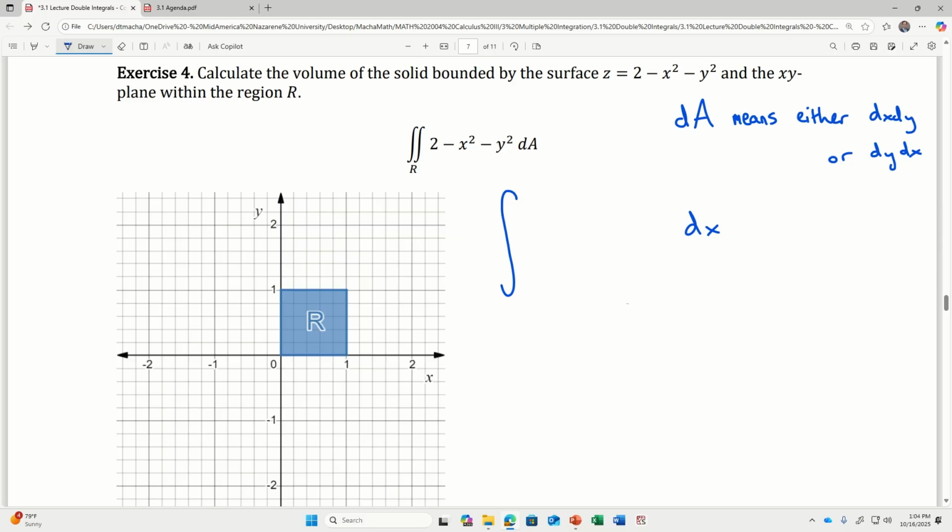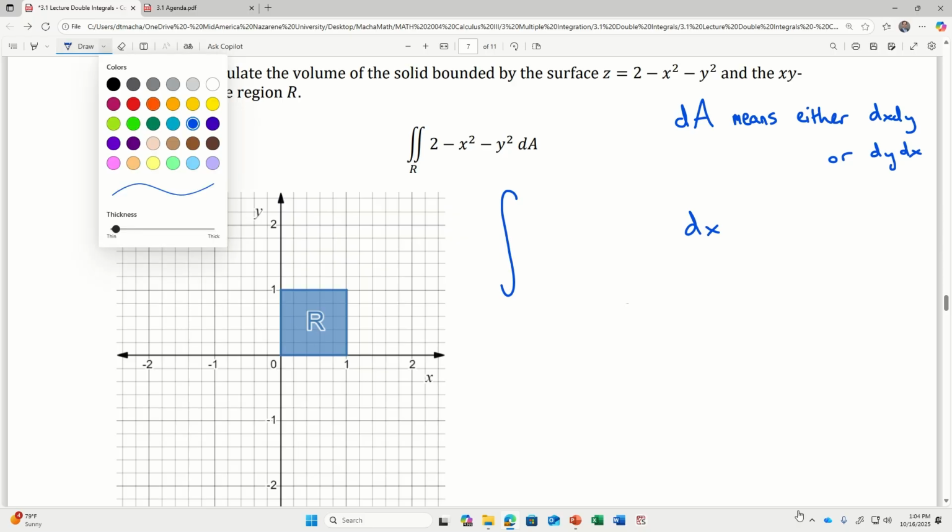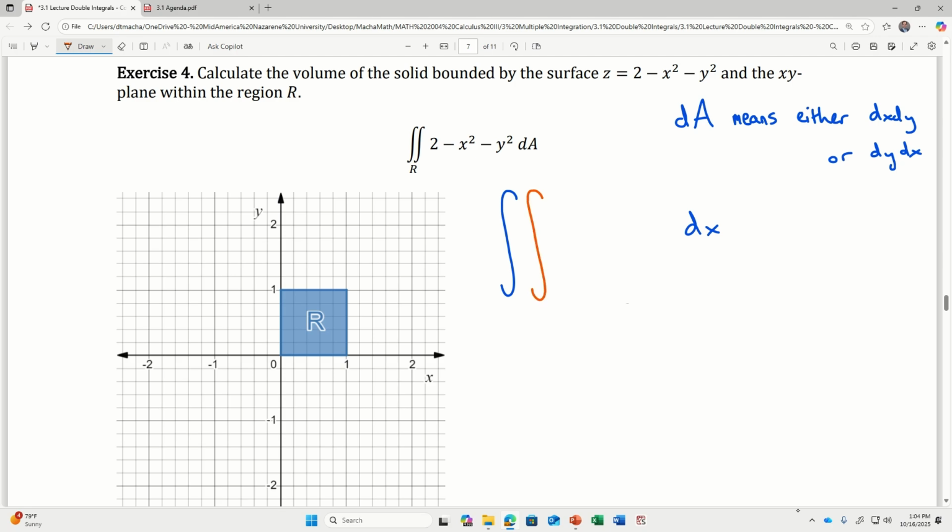So you have to choose some order of integration, and it's up to you whether you want to do dy dx or dx dy. You can choose either one. And I'm trying to integrate 2 minus x squared minus y squared. And I have to decide what's going to be the lower and upper bounds of x. 0 to 1. And what's the lower and upper bound of y? 0 to 1. Yeah, that's pretty easy. Nice little square.